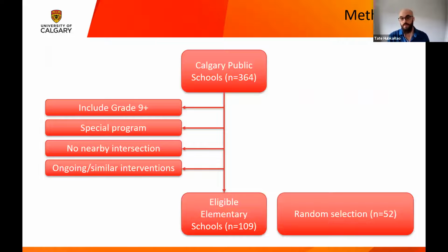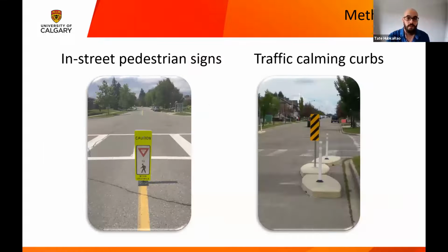Out of the 364 public schools in Calgary, we excluded those that had higher grades or special programs, any that did not have an intersection within 100 meters of the main entrance, or had different studies going on looking at their active transportation or speed. Of the 109 eligible schools, we randomly selected 52 to receive an intervention during a specific week within our study period. So we had two interventions.